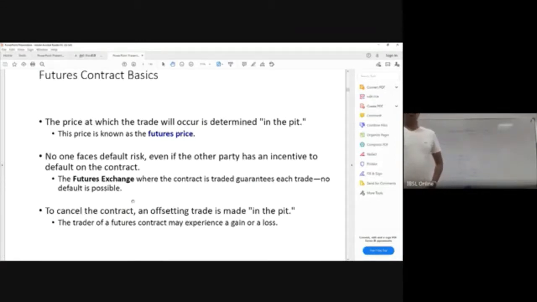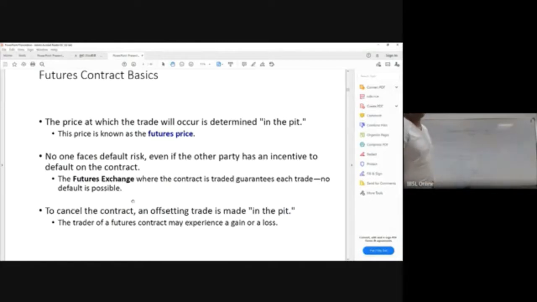The price at which the trade will occur is determined in the pit, which is known as the futures price. No one faces default risk, right? So default risk is nothing that you need to worry about, even if the other party has an incentive to default on the contract. And so there is no default risk whatsoever. The futures exchange, where the contract is traded, guarantees each trade happens. Right? To cancel the contract, an offsetting trade is made in the pit.